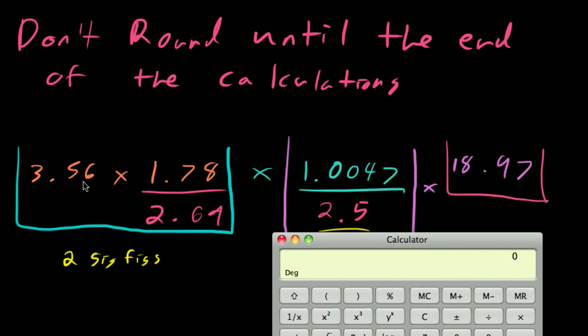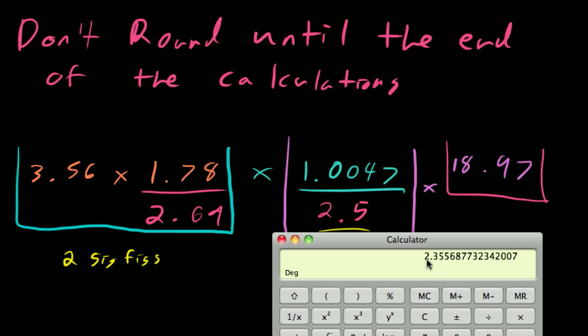So the first thing I'm going to do is multiply and divide these 3 expressions. So I've got 3.56 times 1.78 divided by 2.69. And I get a whole lot of digits out of this. But let's say, because I just multiplied and divided 3 different numbers that all had 3 significant figures, I stopped here and I rounded.